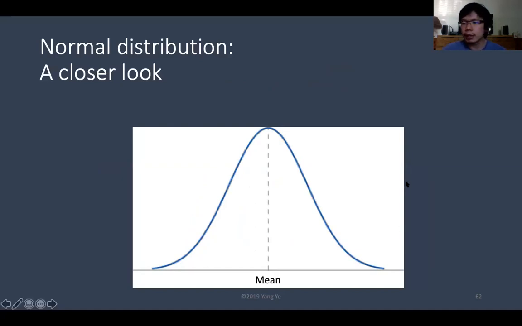If we take a closer look at the normal distribution, I'm going to quickly, let me see the time here. I'll just finish the normal distribution, and we'll come back after that. Okay. We'll finish the normal distribution and then we'll take a break.